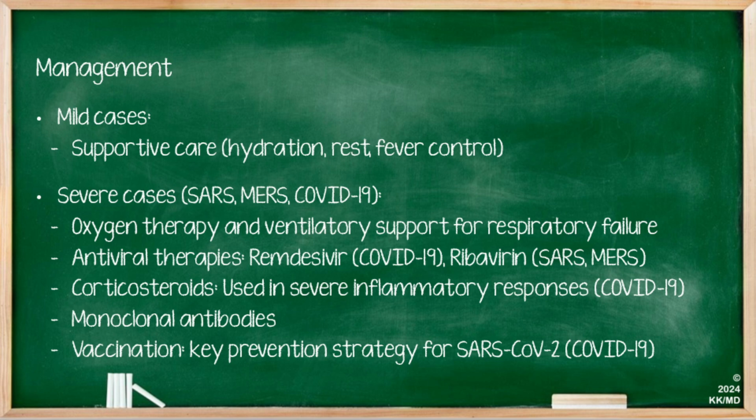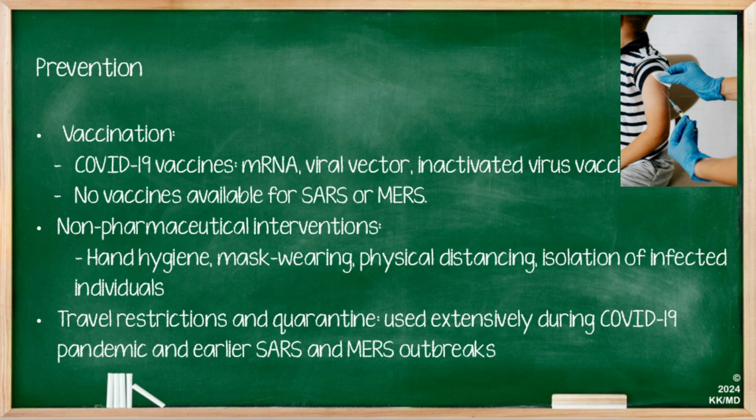Vaccination, of course, has been proven to be the key in terms of prevention of disease for SARS-CoV-2 or COVID-19 since 2019. So speaking of prevention, the most important element has been vaccination, which for COVID-19 includes an mRNA vaccine, a viral vector vaccine, as well as an inactivated virus vaccine. There are no vaccines available for SARS or MERS, unfortunately, at the moment.